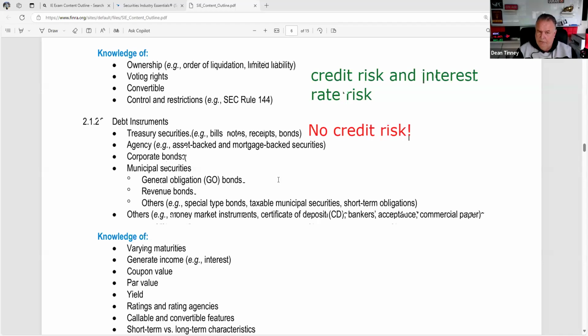Now, there is one of these, as we see here, T-bills, T-notes, Treasury receipts, and Treasury bonds. It has no interest rate risk, and that would be T-bills. So T-bills have no credit risk. They also have no interest rate risk because whatever interest rates are doing, that's where we're going to get as well. In fact, sometimes we refer to the Treasury bill as the risk-free rate of return, because you have no interest rate risk and you have no credit risk.